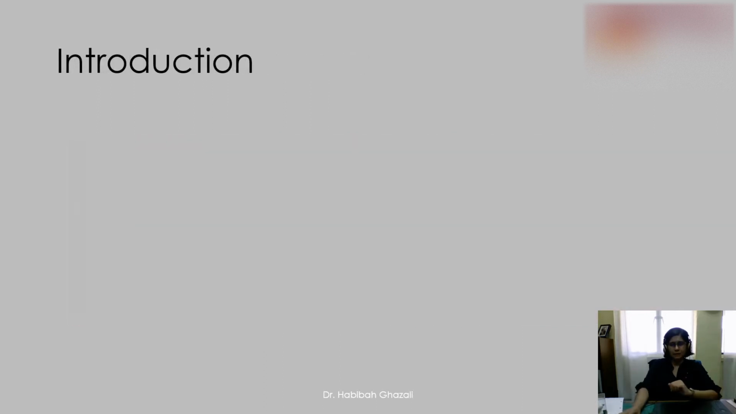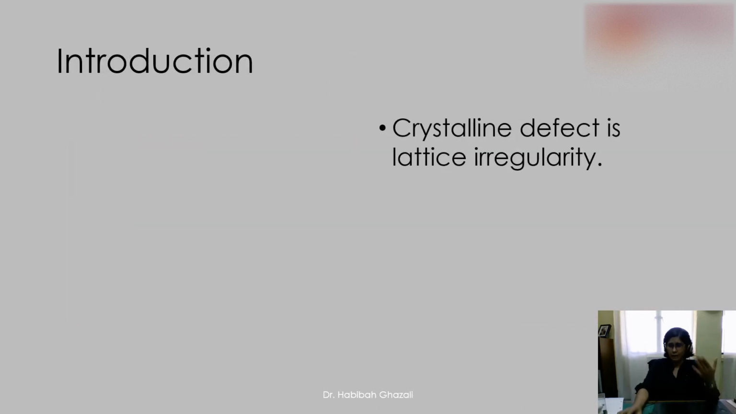What is crystalline defect? In a nutshell, it is a lattice irregularity. So instead of having a crystal structure that has a motif in each of its lattice points, you probably have a missing atom, for example. So it creates a lattice irregularity or a crystalline defect. It's basically just something that is not regular in that regular arrangement.